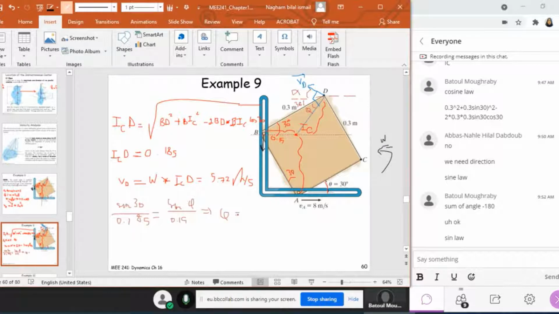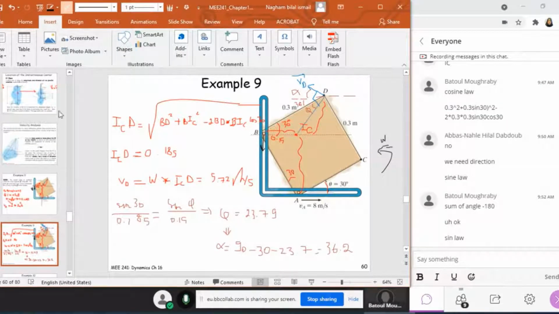Phi is in fact equal to 23.79. And then I can find alpha. It is 90 minus 30 minus 23.79, and alpha will be equal to 36.2. Now that I know alpha, guys, I know the direction of VD.